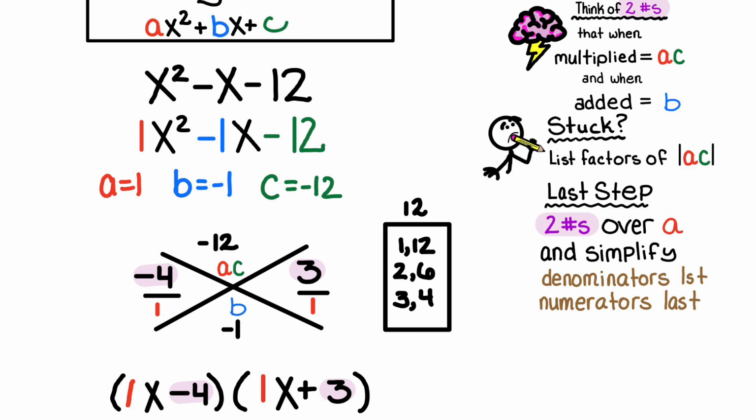The final answer is x minus 4 multiplied by x plus 3. You can FOIL those together to show that you get back to x squared minus x minus 12.